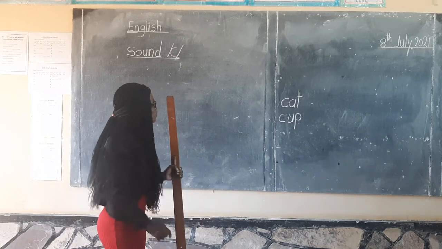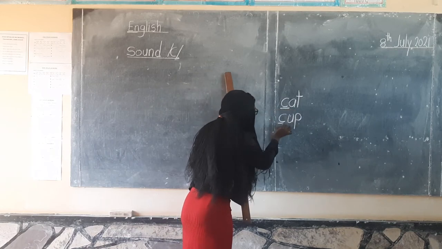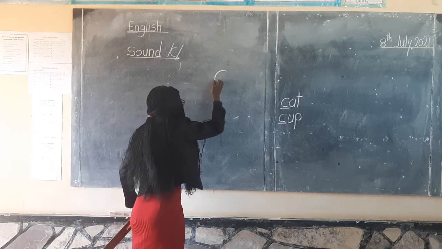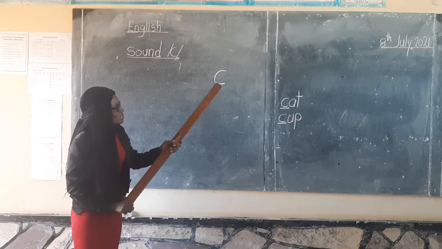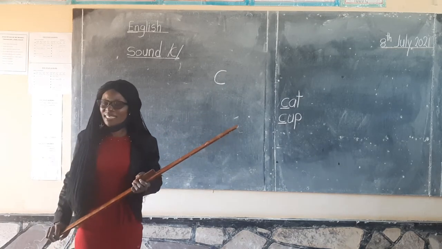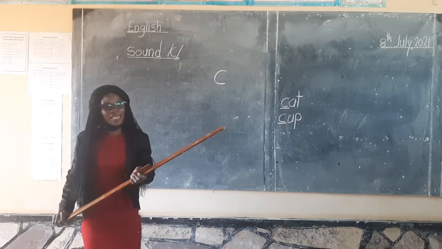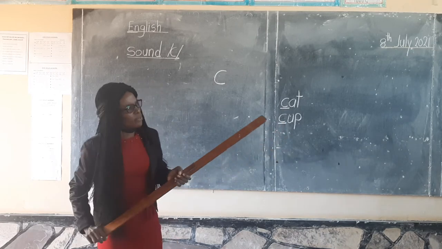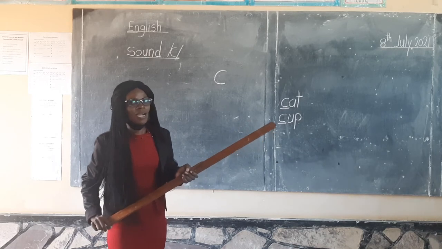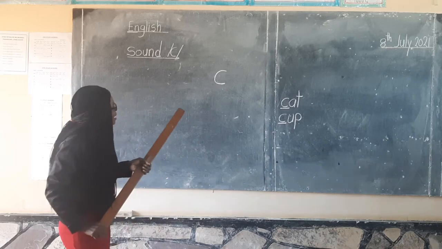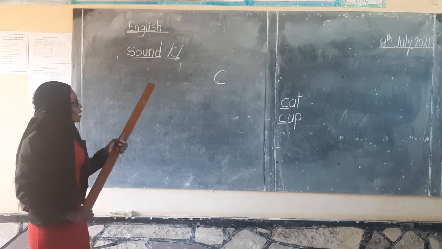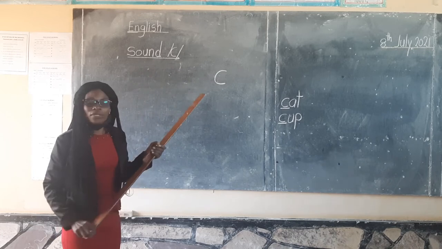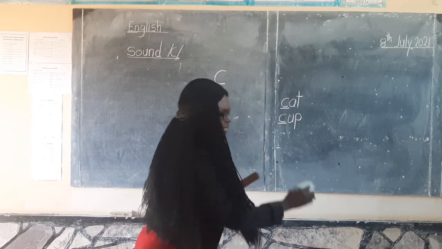Letter C. Very good. So we'll talk about letter C today. Letter C, we write it like this. This is letter C. Now, who can tell me what can be the sound for letter C? When you are saying cat, cup, what sound are you able to hear from there? Very good. So let's say letter C sound. Today we are learning about letter C sound.